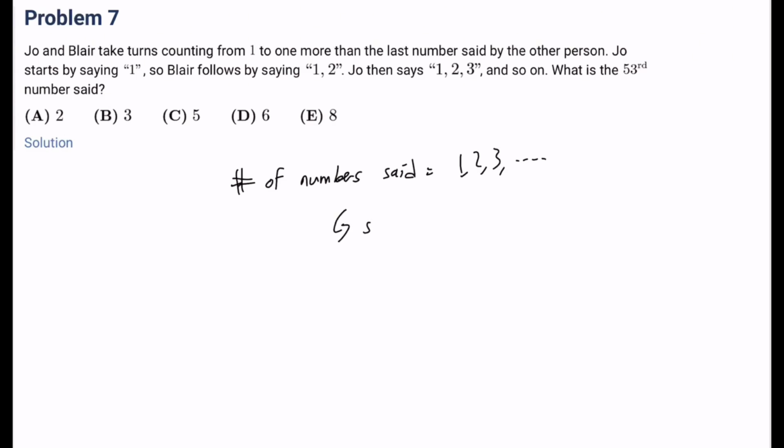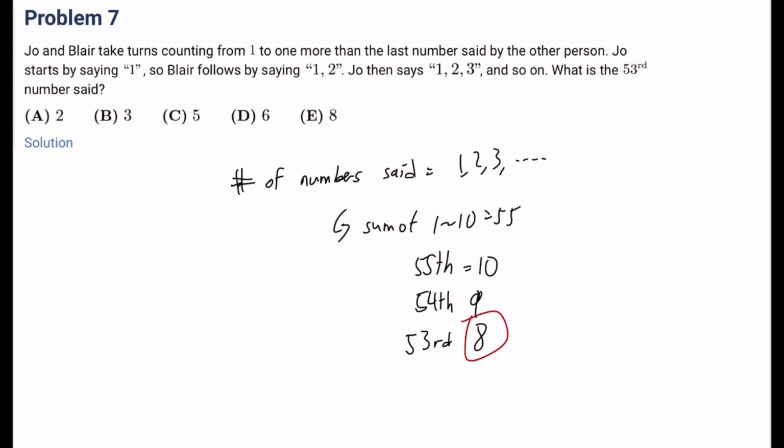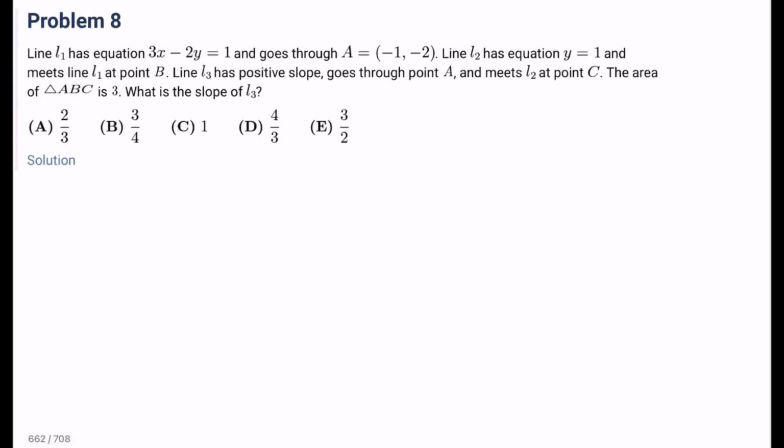And we know that the sum of 1 to 10 is 55, right? So the 55th number is going to be 10, so the 54th is going to be 9, and the 53rd is going to be 8. So that's our answer. It's 8. It's E.